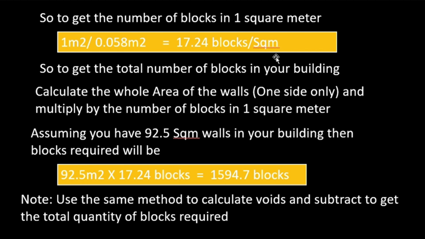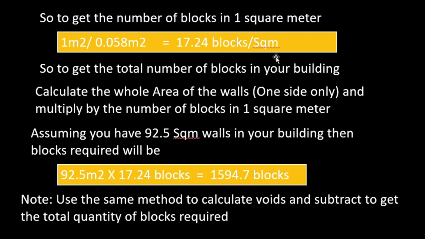So to get the total number of blocks in your building, calculate the whole area of the walls, one side only, and multiply by the number of blocks in 1 square meter. Assuming you have 92.5 square meter walls in your building, then the blocks required will be 92.5 meter squared times 17.24 blocks, which is equal to 1594.7 blocks.